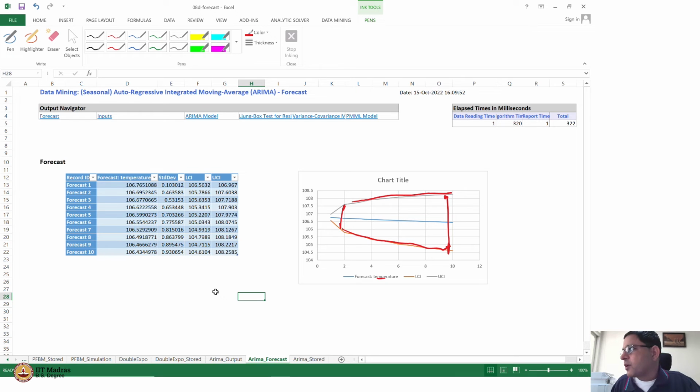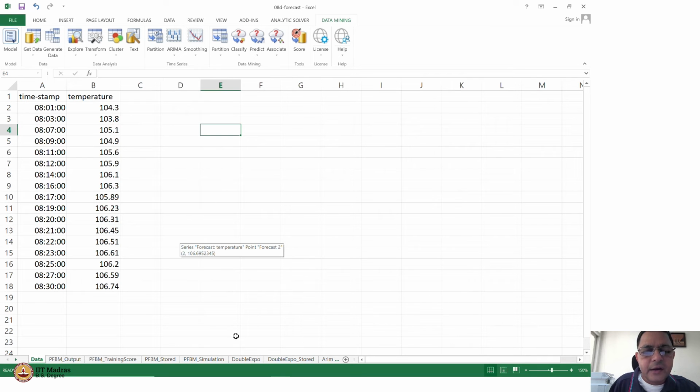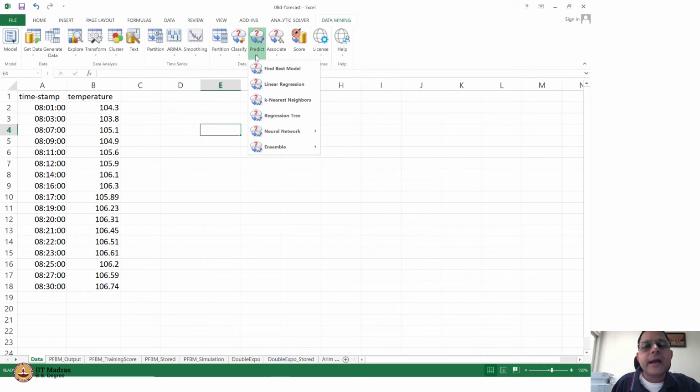So we have seen two of these models. What if I don't know which model to select? Let me go back to data. We tried double exponential, we tried ARIMA. Which model should be better? There is a predict option. Once again, I can use linear regression to predict. I can use nearest neighbor, regression tree, or ensemble methods, bagging, boosting, random trees. I can try each one of these methods to understand which gives us better results.